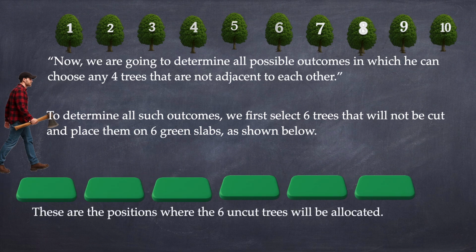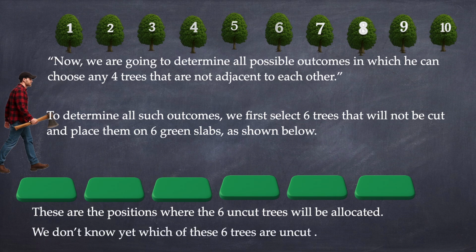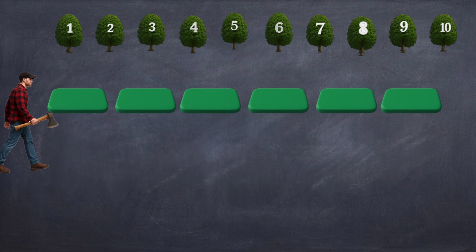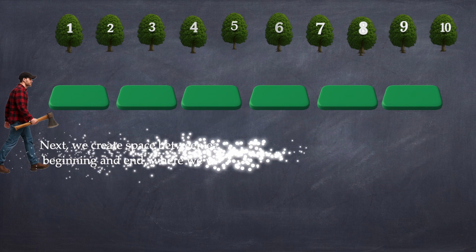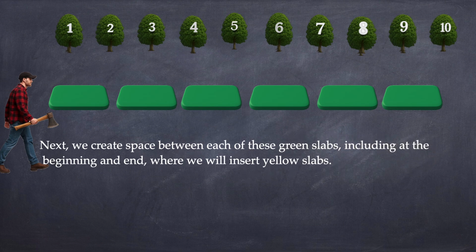To identify all possible outcomes, we begin by choosing 6 trees that will remain uncut and placing them on 6 designated green slabs. These slabs represent the positions reserved for the uncut trees, although we do not yet know which specific trees will occupy them. Next, we insert spaces between each of the green slabs, as well as at the beginning and the end. In these spaces, we will place yellow slabs. The purpose of these yellow slabs will become clear shortly.